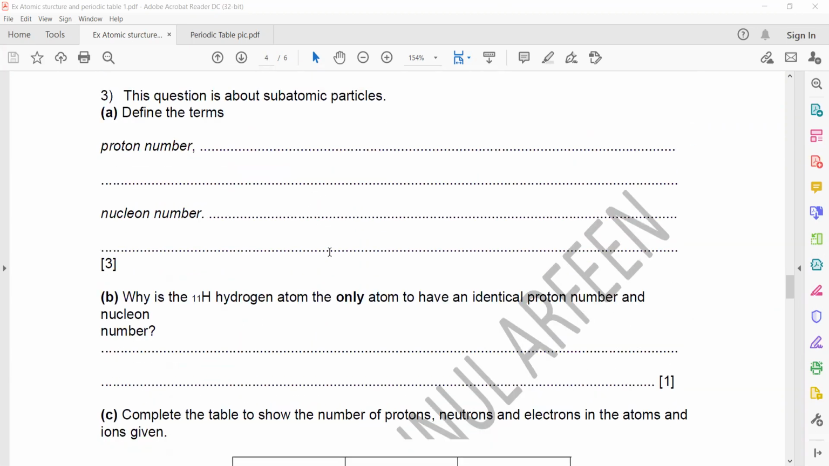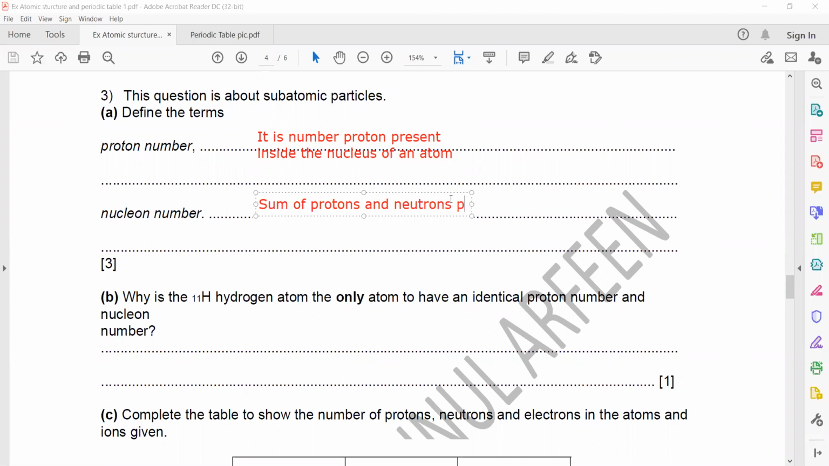Then question 3, this question is about subatomic particles. Define the term proton number. The term proton number means the number of protons present inside the nucleus of an atom. And nucleon number is actually a sum of protons and neutrons present inside the nucleus of an atom.